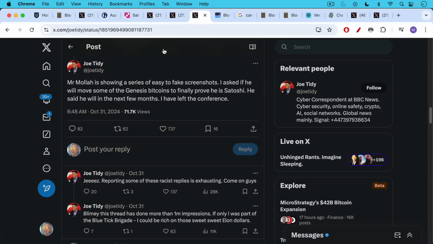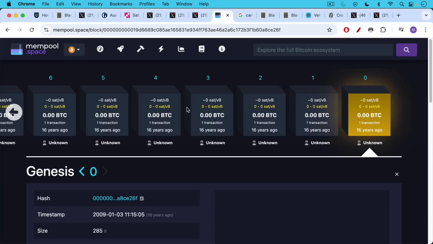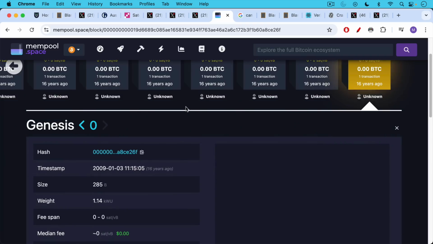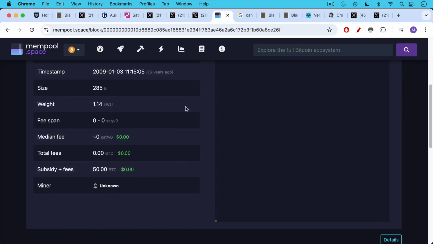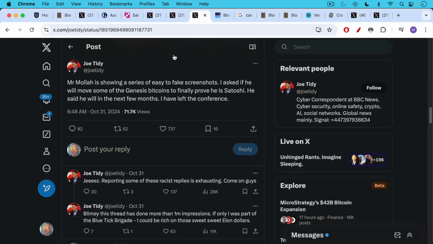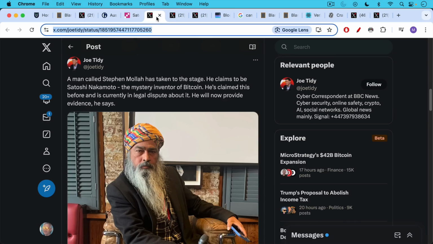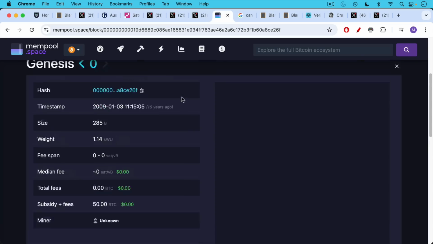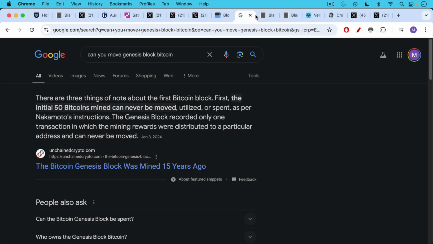And then when a reporter, Joe Tidy, asked him whether he is going to move some of Satoshi's coins, he said that he would in a few months. But this was actually a trick question, because Joe asked if he could move some of the Genesis Bitcoin. These are 50 Bitcoin that are in the Genesis block, the original block. And the important thing to know about these Bitcoin is they are hard-coded into the protocol and can never be moved per the code. So this was actually even a trick question. If Stephen was in fact Satoshi, he would have said, of course I can't move the Genesis Bitcoin that are in that first block, those first 50 Bitcoin. These Bitcoin can never be moved, utilized, or spent.